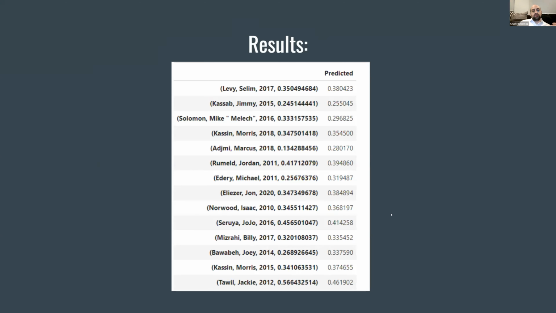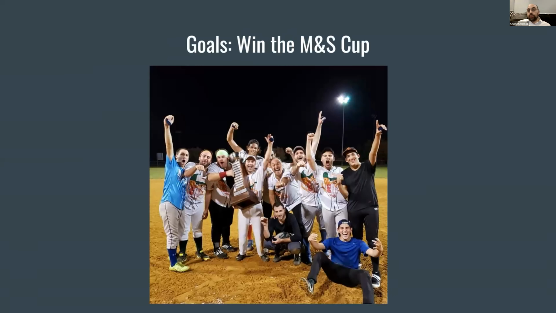Which is expected, especially as these are local softball leagues where the sample size is really small anyway. So what they actually ended up doing may not even be representative of what their actual talent says they should have done. All right, goals: win the M&S Cup.